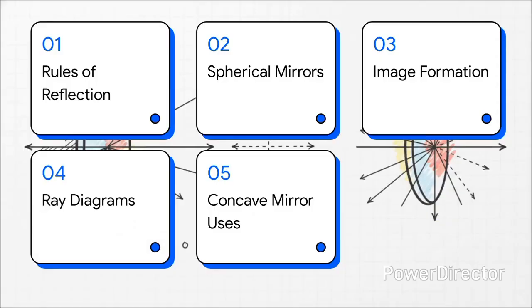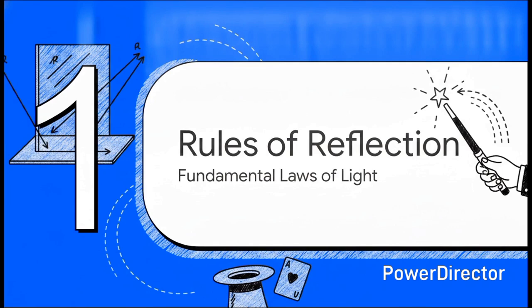First, the rules of reflection. Then, we'll meet the spherical mirrors. Third, the illusions of image formation. Fourth, decoding ray diagrams. And finally, real-world mirror magic. Part 1, the rules of reflection, or the fundamental laws of light.